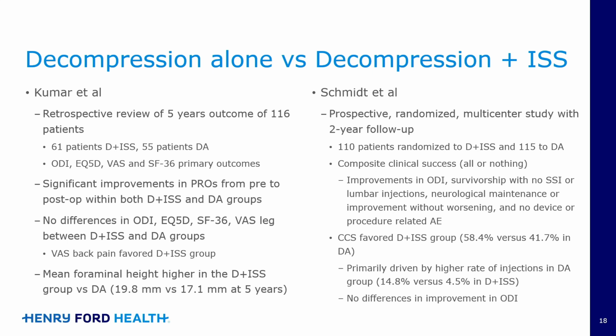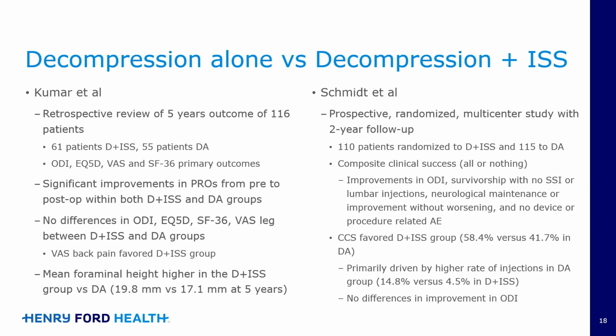The other study, Schmidt et al., was a prospective randomized study, but with only 2 years of follow-up. They randomized 110 patients to the decompression with the interspinous device and 115 to the decompression alone. Similar to what Mike presented earlier, this is an FDA-style comparison where you have a composite success that's basically all or nothing. And they found better outcomes in their decompression plus interspinous device group.